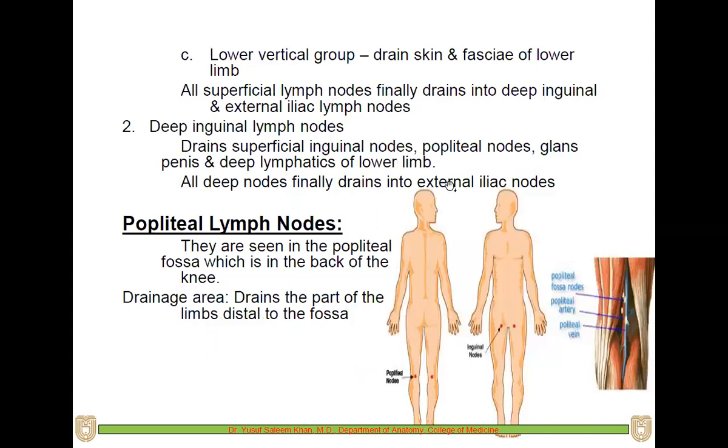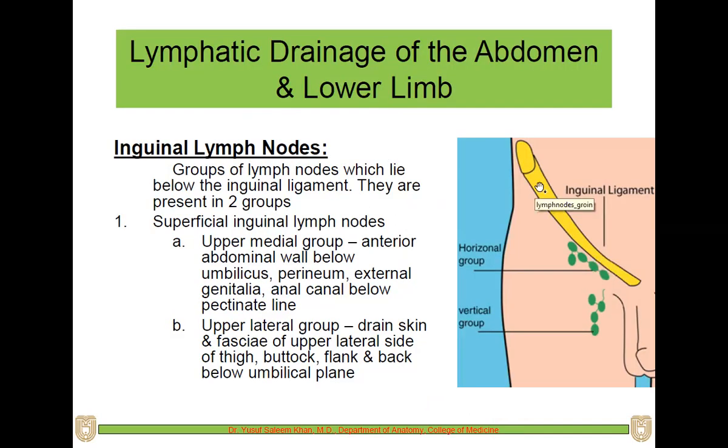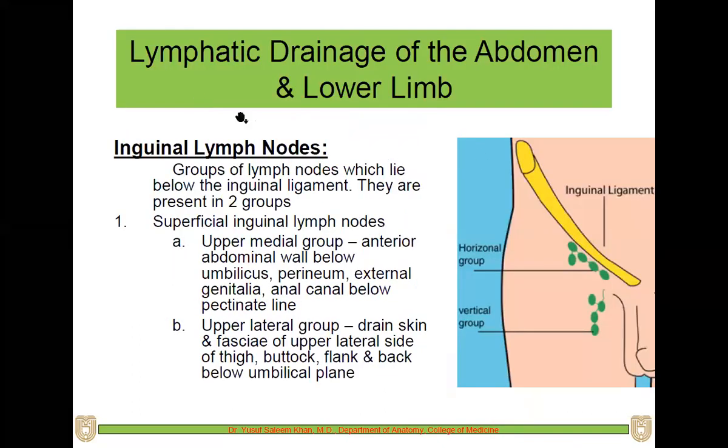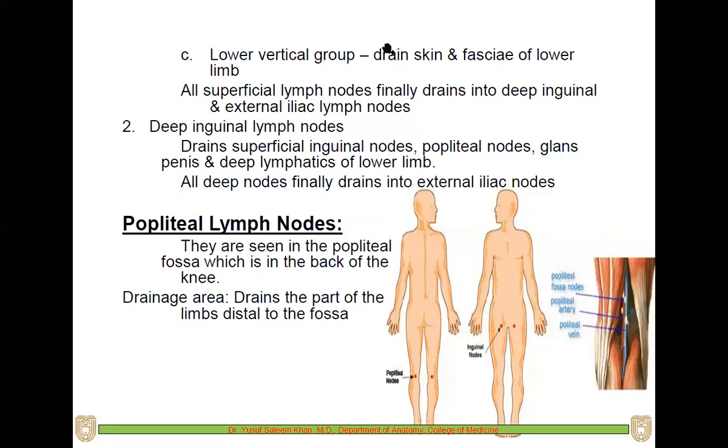Then the lower vertical group. So here is the lower vertical group. This is the lower vertical group. That will be draining the skin and the fascia of the remaining part of the lower limb, except the lateral part of the thigh. This lateral part will be draining into the upper lateral group, and so the vertical group will be draining the remaining part of the whole of the skin and the fascia of the lower limbs.